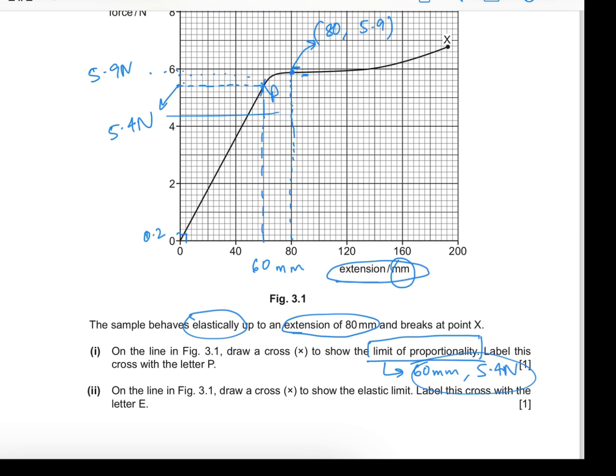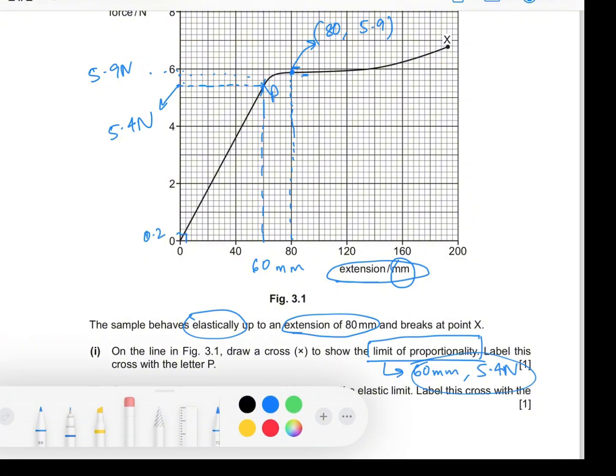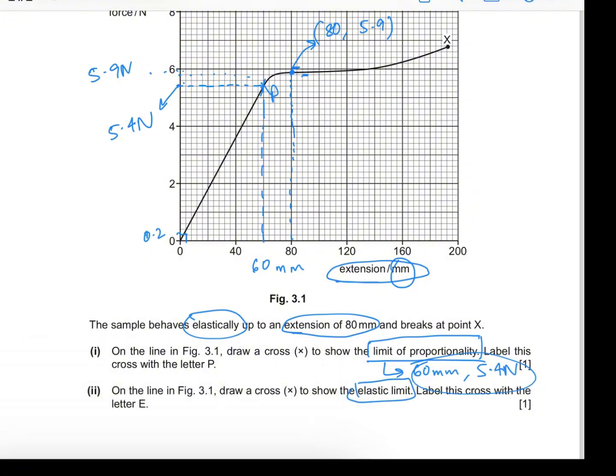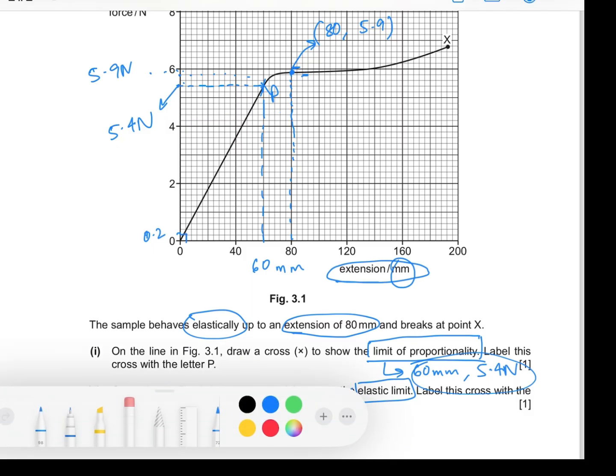Right. On the line figure 3.1, draw a cross to show the elastic limit. Label this cross with the letter E. Elastic limit will be the point until which the object extends elastically, or the point until which, when you remove the load, it will go back to its original length.